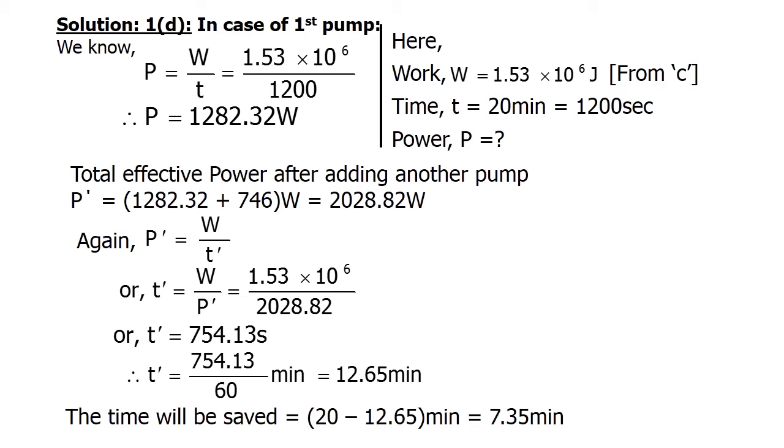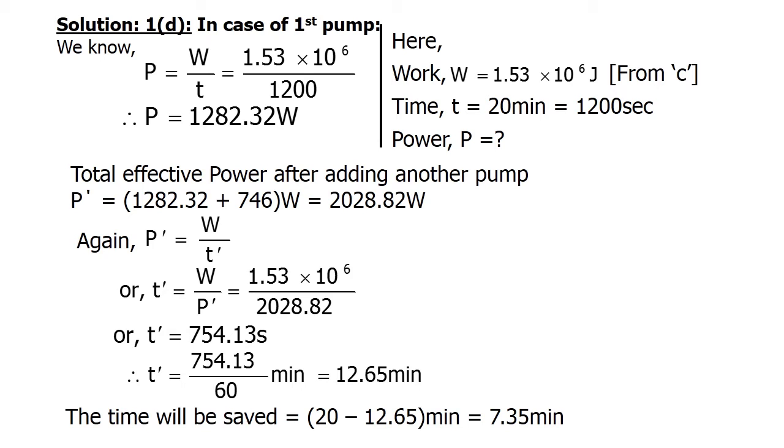Now the total effective power after adding the other pump is P prime equals 28.82 watt. Now we want to calculate the time by using the formula P prime equals W by t prime. So t prime equals W by P prime. Putting the values of W and P prime, we will get the time in seconds, which is 754.13 seconds.